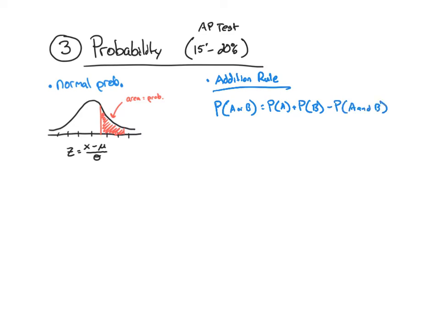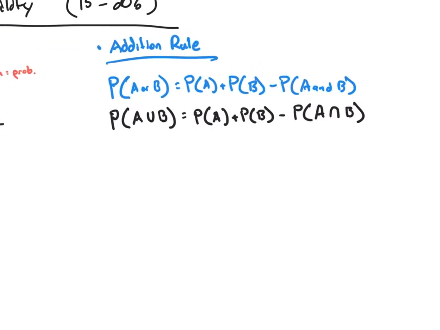Sometimes you'll see this on a formula sheet as or meaning the union of A and B. So probability A plus probability of B minus the probability of A, and this is the and sign now, it's that upside down U. It's not truly an N, it's just an upside down U. So you could write it either way that you want, addition rule.